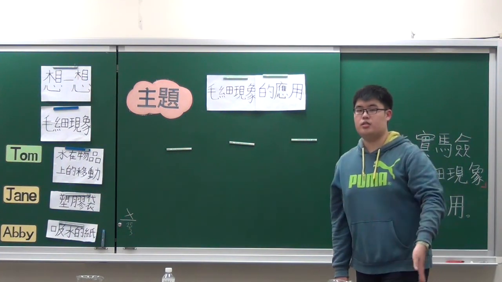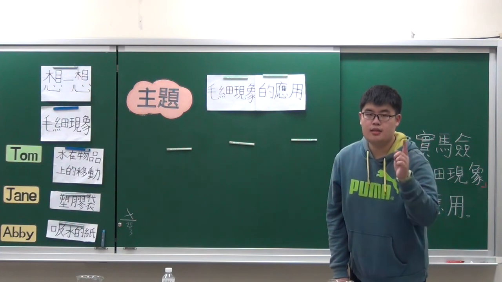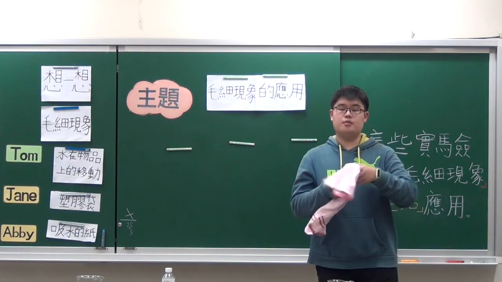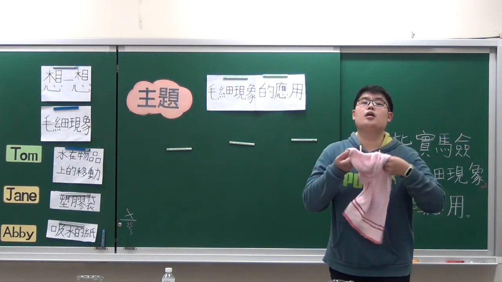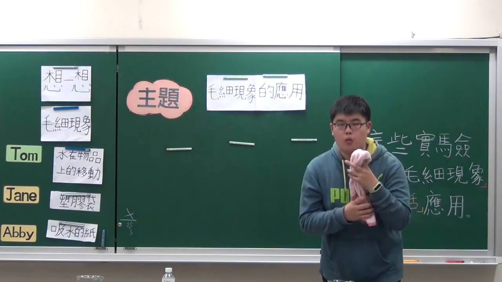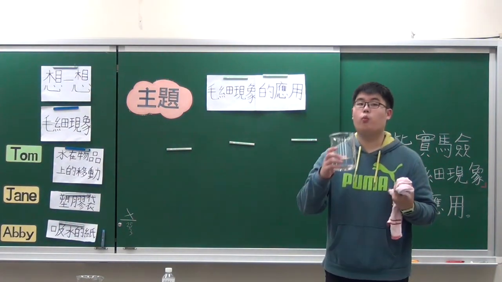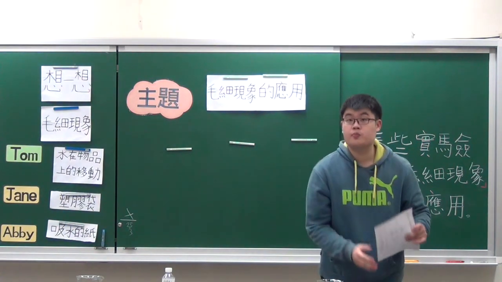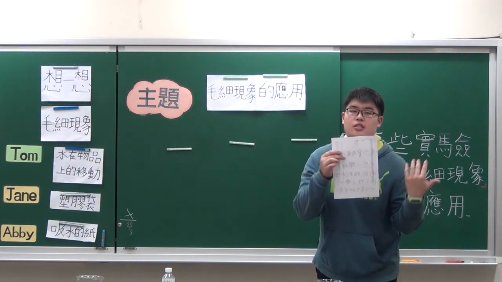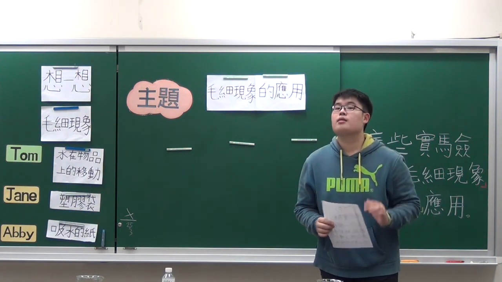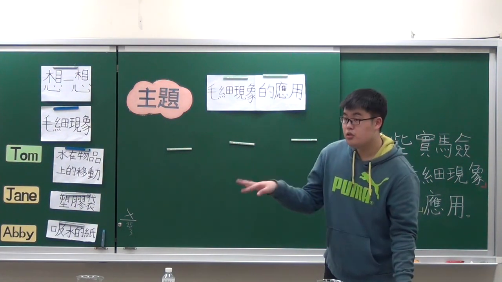Now it's Group B's turn. Group B, please raise your hand. Watch and listen carefully, Group B. So Group B, what is this? It is a towel, that's right. And Group B, you will have to put the towel into a cup that has water in it. And later on, you will have to write down your observation on studying paper sheet. Understand, Group B? Excellent.